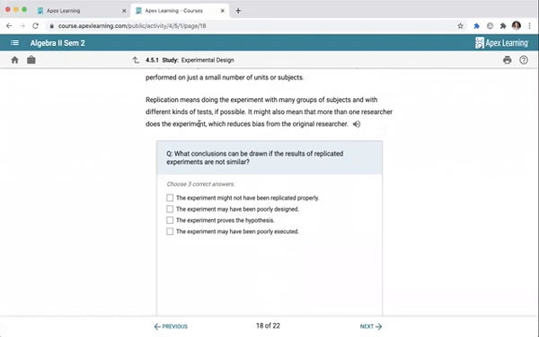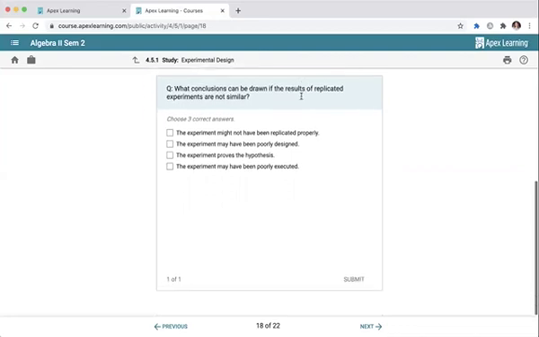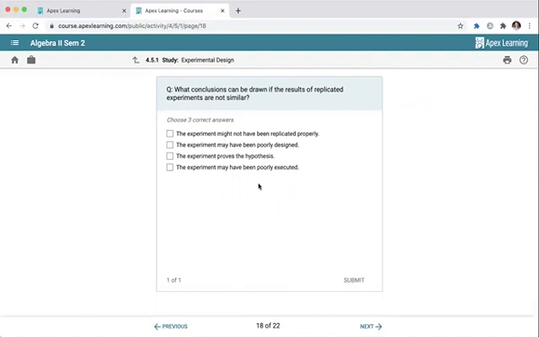There are a lot of benefits to replication. One of them is, of course, that replication means doing the experiment with many groups of subjects with many different types of tests if possible. It could also be more than one researcher doing the experiment, so it reduces bias. And then we look at this question here.